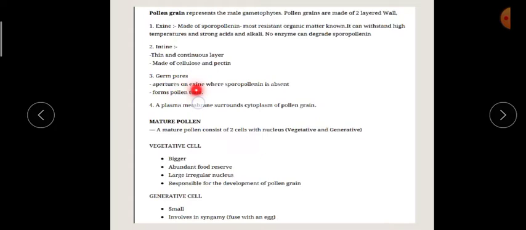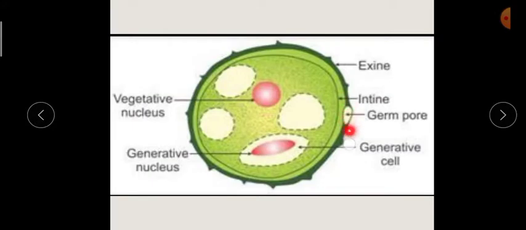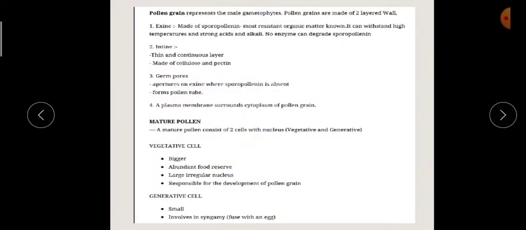Germ pore is an aperture. Aperture means it is just an opening present on the exine. It is not a protruding substance in the exine structure. It is an aperture on the exine where sporopollenin is absent.